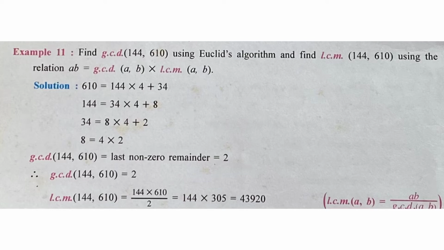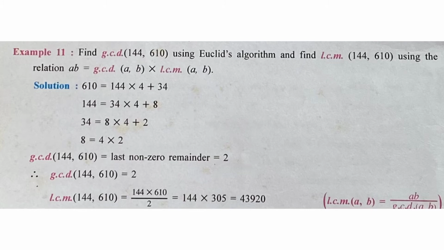Now divide 144 by 34. You'll be able to write it as 144 is equal to 34 into 4 plus 8. Now divide 34 by 8. You will get 34 is equal to 8 into 4 plus 2. So now divide 8 by 2. You will get 8 is equal to 4 into 2 plus 0. So the last non-zero remainder is 2. So GCD of 144 and 610 is 2.